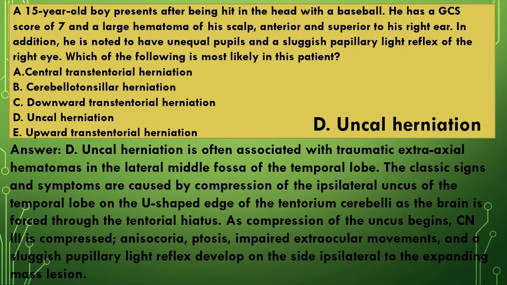Uncal herniation is often associated with traumatic extraaxial hematomas in the lateral middle fossa of the temporal lobe. The classic signs and symptoms are caused by compression of the ipsilateral uncus of the temporal lobe on the U-shaped edge of the tentorium cerebelli as the brain is forced through the tentorial hiatus. As compression of the uncus begins, CN3 is compressed, and anisocoria, ptosis, impaired extraocular movements, and a sluggish pupillary light reflex develop on the side ipsilateral to the expanding mass lesion.